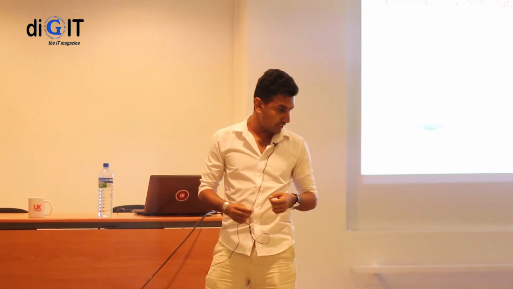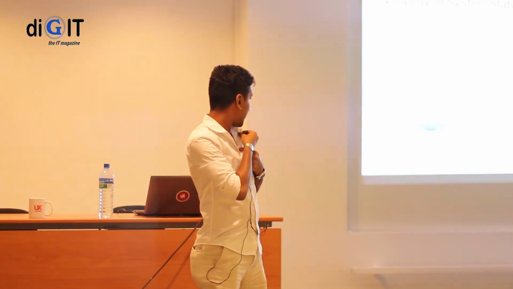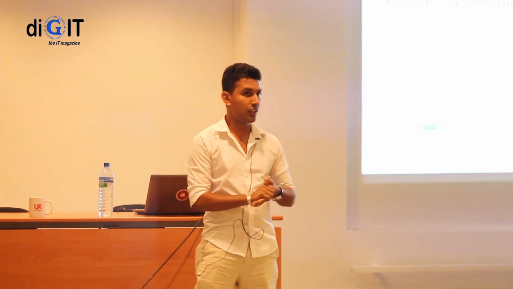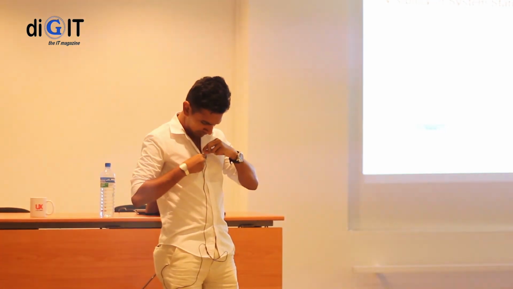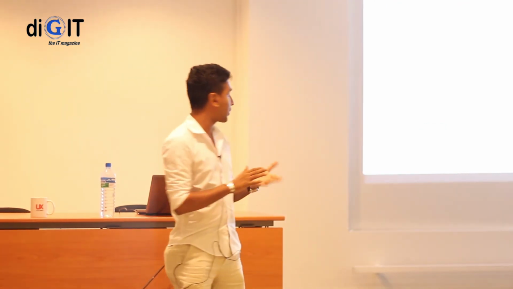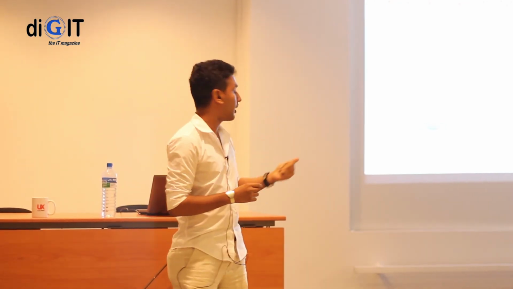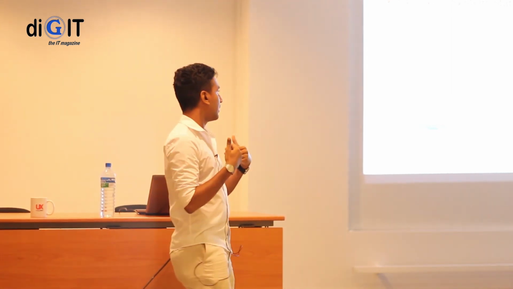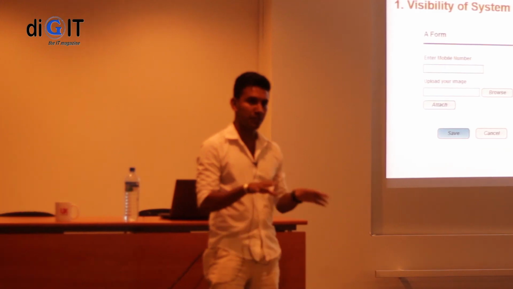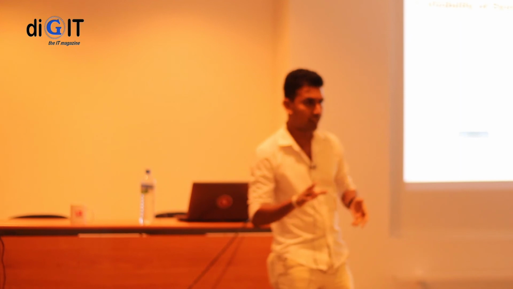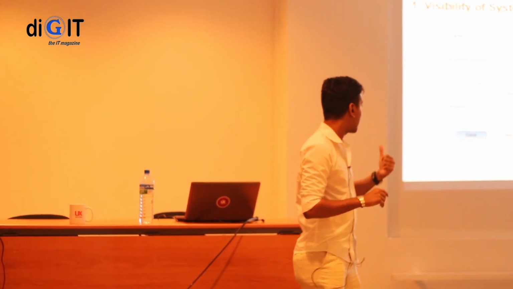The first heuristic is showing the user the visibility of system status. As you can see, there's a simple form over there, which requires you to enter the mobile number and upload an image. Now, me being a user, I am going to type in my mobile number as 077. I do not know which format it requires, whether I need to type in my country code or something else in brackets or whatever. So I type in my number, it does not give me any errors or anything, I just move to the other control.